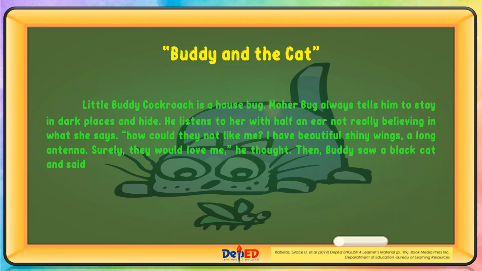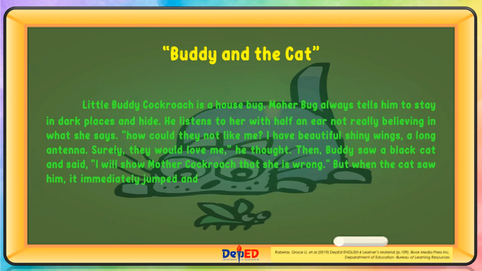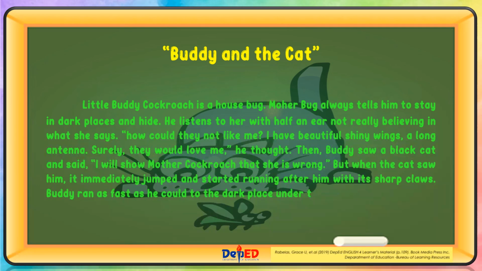Then Buddy saw a black cat and said, I will show my mother, Cockroach, that she is strong. But when the cat saw him, it immediately jumped and started running after him with its sharp claws. Buddy ran as fast as he could to the dark place under the cabinet and never ever came out.